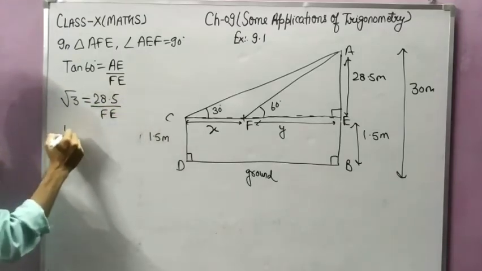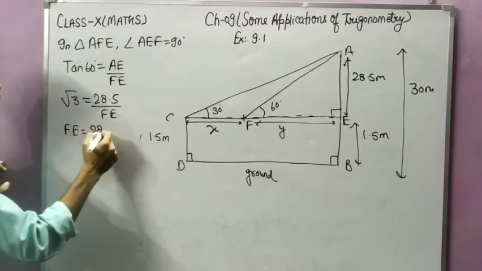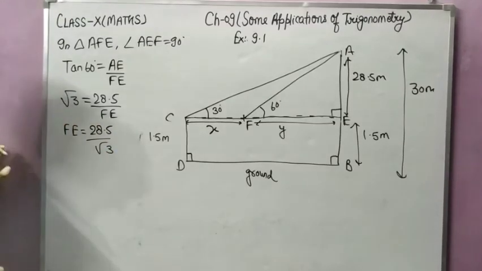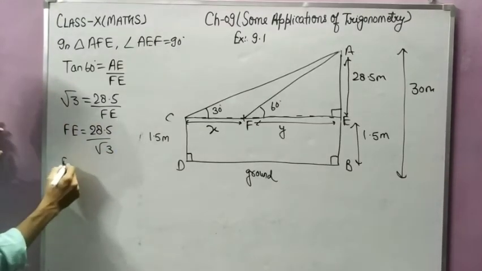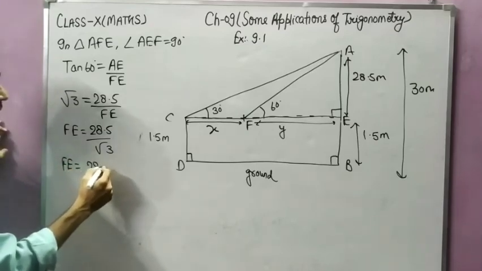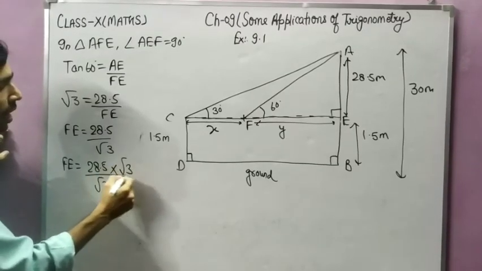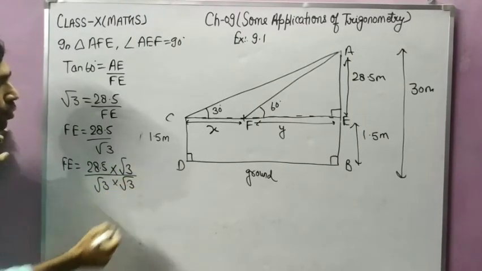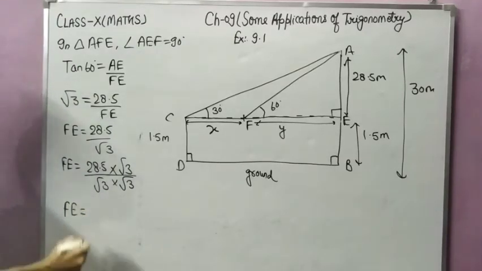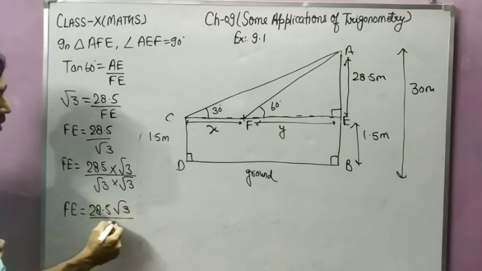So the value of FE will come, student, 28.5 upon root 3, by cross multiplication. Now what will be the value of FE? The value of FE can be calculated as 28.5 upon root 3, multiply root 3 in both numerator and denominator, because I want to rationalize it. So the value of FE will be, student, 28.5 root 3 upon 3.